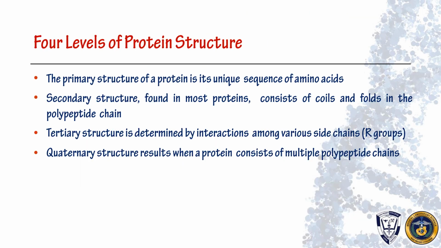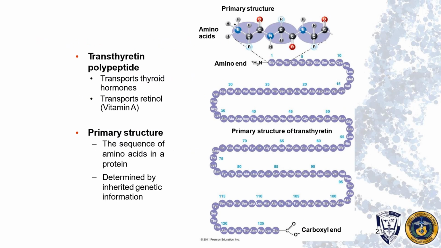So we have four levels of protein structure, having said those things a while ago. First is the primary structure, the linear sequence. This is followed by the secondary structure, which consists of coils and folds in the polypeptide chain. Next is the tertiary structure, which is determined by interactions among various side chains, and this is also where the three-dimensional pattern is observed. And finally is the quaternary structure, which results when a protein consists of multiple polypeptide chains.